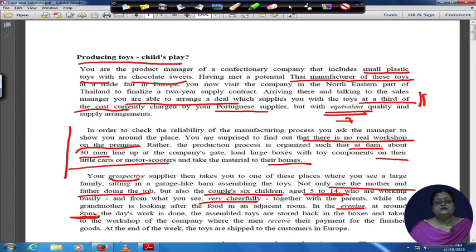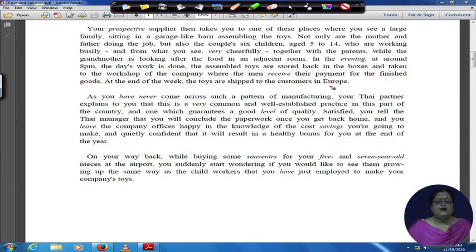The assembled toys are stowed back in the boxes and taken to the workshop of the company, where the men receive their payment for the finished goods. At the end of the week, the toys are shipped to the customers in Europe.